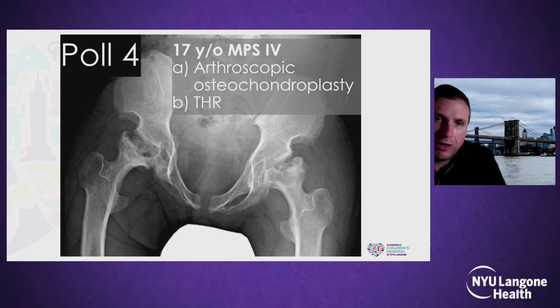Now, there are limits to so-called hip preservation. When you don't have a hip, like this 17-year-old with Morquio syndrome, there really is no option. There is nothing to preserve. And I kind of tongue-in-cheek put two options here: arthroscopic osteochondroplasty or total hip replacement. And I'm pretty sure we'll get 100% polling results on this, because there was no way you could preserve this hip.